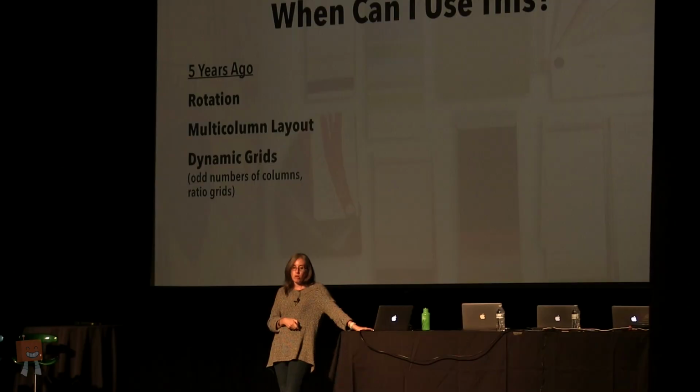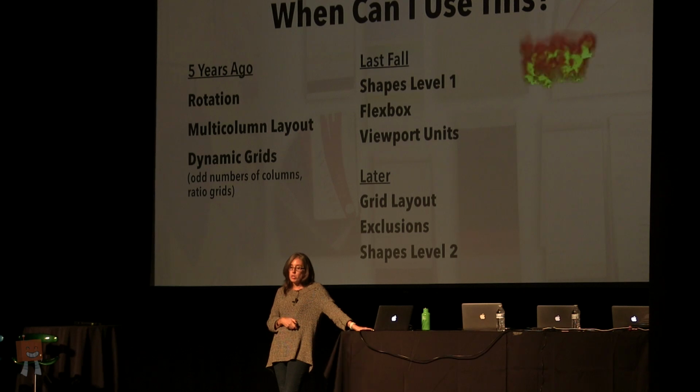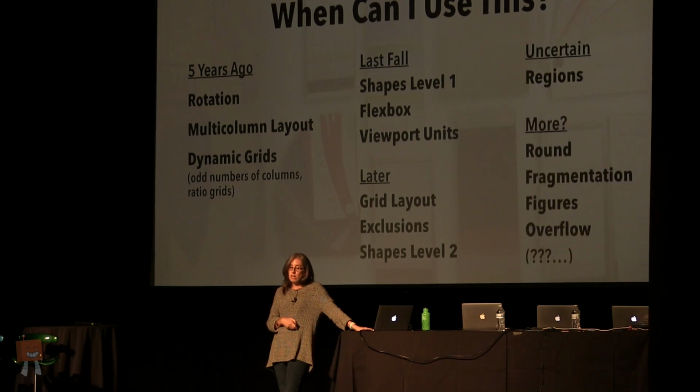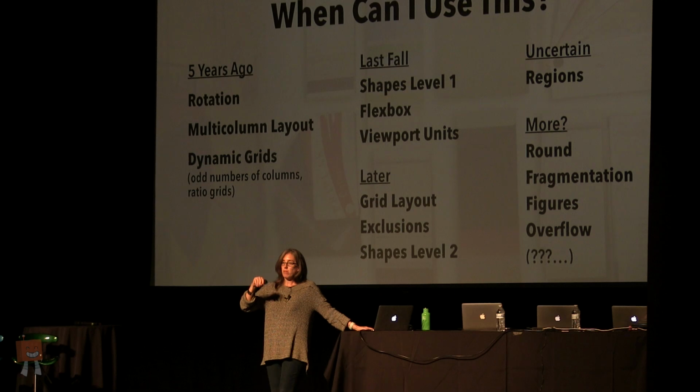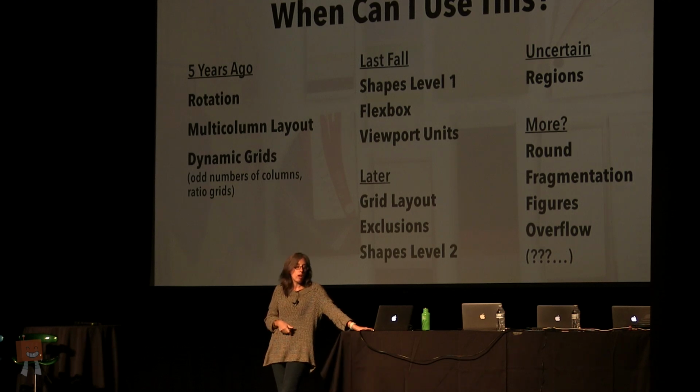So when can I use this? There's a bunch of stuff. You could use those things 5 years ago: rotation, multi-column layout, dynamic grids. You could last fall use flexbox, viewport units, and shapes. There's some other stuff coming: grid layout, exclusions, shapes level 2, regions. Round just came out a couple days ago. You put things in a circle on a radius. There's a lot of specifications being worked on right now.